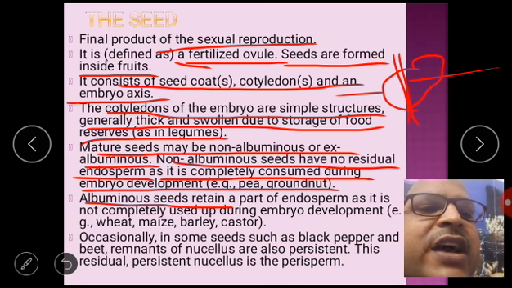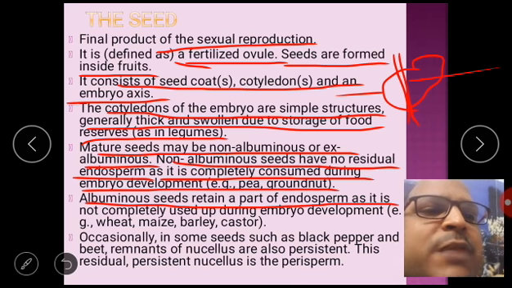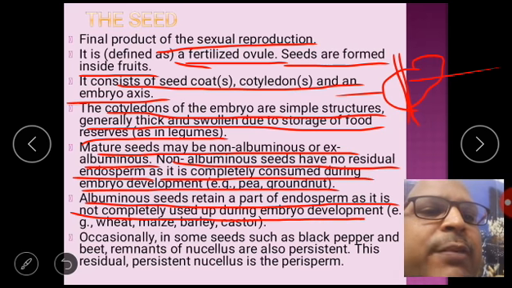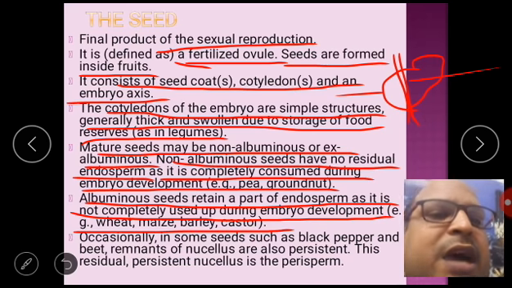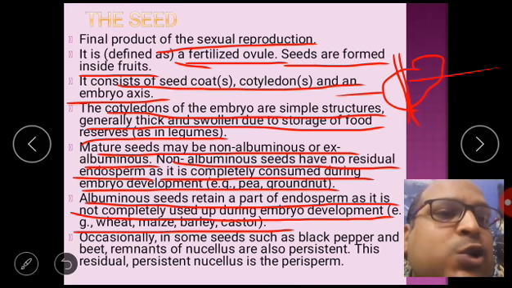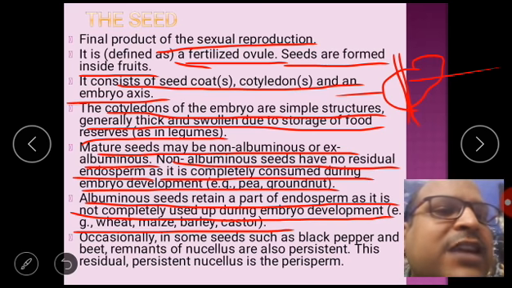Albuminous seeds retain a part of the endosperm, as it is not completely used up during embryonal development. That is wheat, maize, barley, castor. In these cases, these are albuminous because they have residual endosperm. Some part of endosperm is left, so that endosperm will be used.